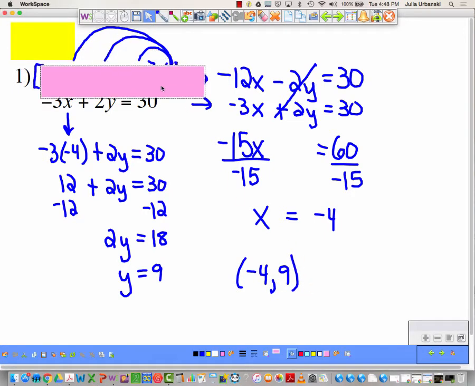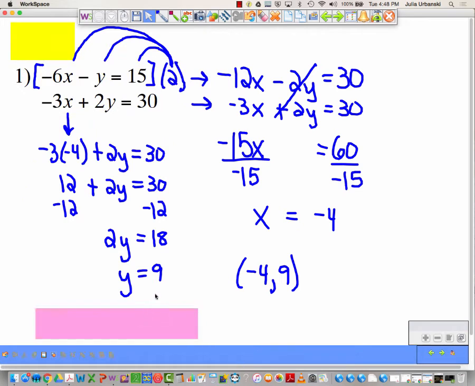Now you do need to check because there's a lot of work here and you don't want to go through all that work and still get the answer wrong. So you need to mentally go back in and check using x as negative 4 and y as 9. So negative 6 times negative 4 would make positive 24 minus 9, and 24 minus 9 makes 15, check. And then you use your x as negative 4 again. Negative 3 times negative 4 is positive 12 plus 2 times y, but y is 9. So that makes 18. 2 times 9 is 18. 12 plus 18 makes 30, so we know we did it right.